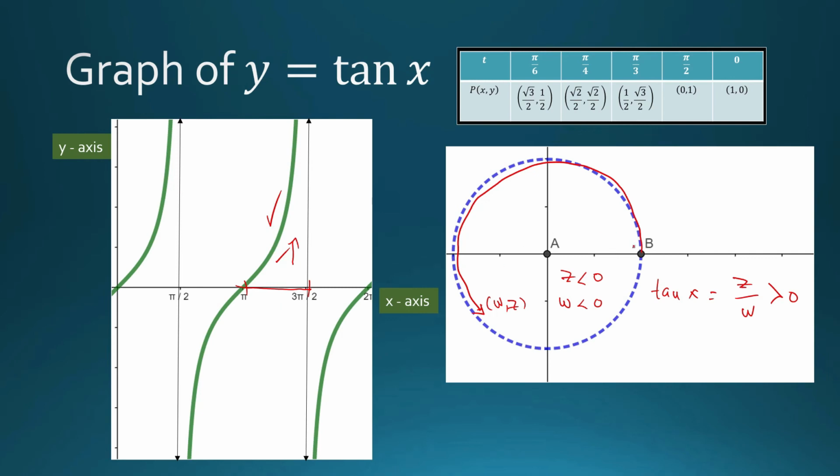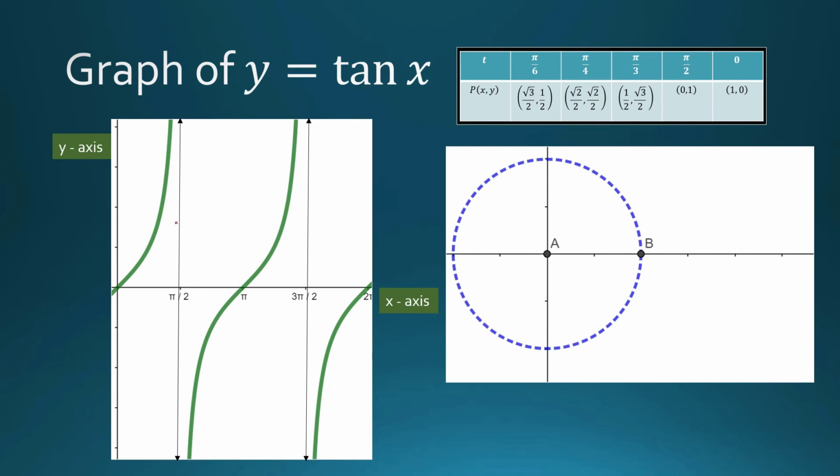Now, when our arc is in the fourth quadrant, the coordinates of our terminal point would have differing signs. And so when we compute for tangent of x, it's going to be negative. That is the reason why our curve is below the horizontal axis in the interval 3 pi over 2 to 2 pi.